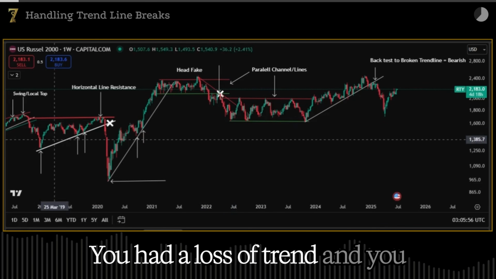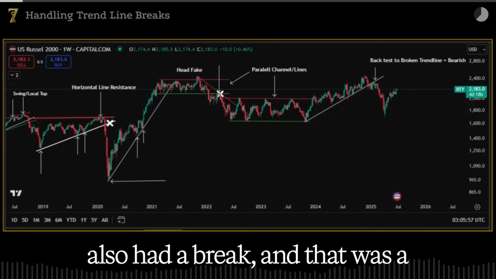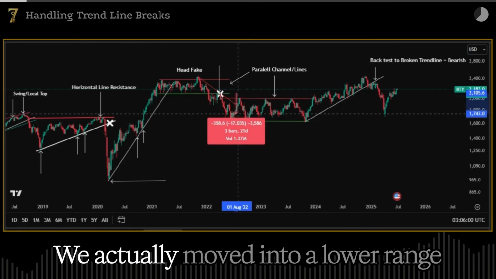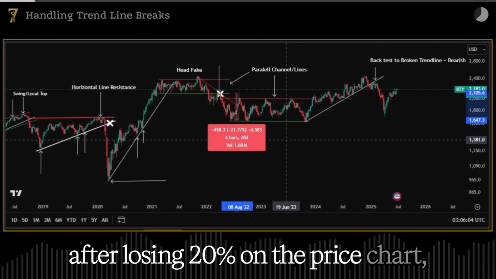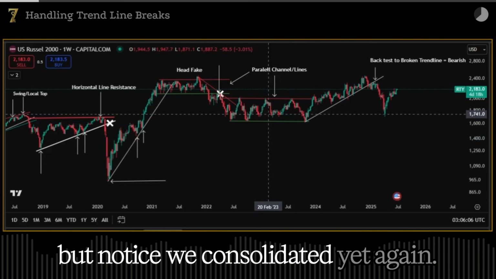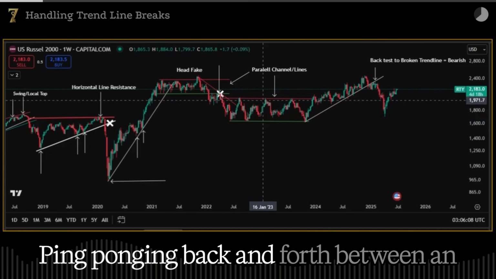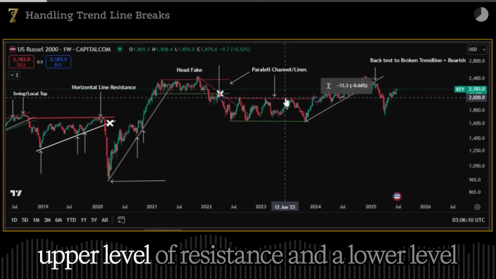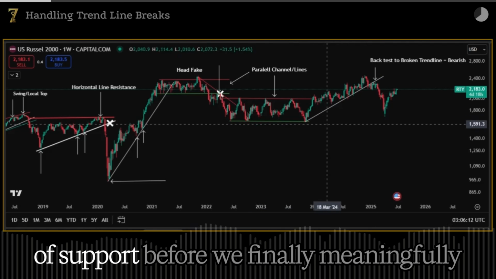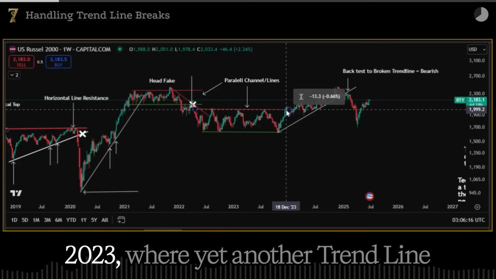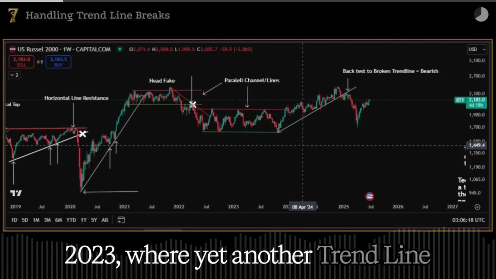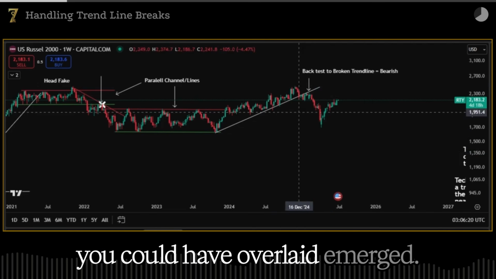You had a loss of trend and you also had a break, and that was a pretty decent little move lower. We actually moved into a lower range after losing 20% on the price chart. But notice we consolidated yet again, ping-ponging back and forth between an upper level of resistance and a lower level of support before we finally meaningfully broke out back here in December of 2023, where yet another trend line you could have overlaid emerged.